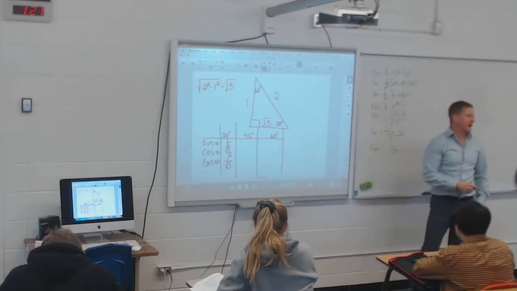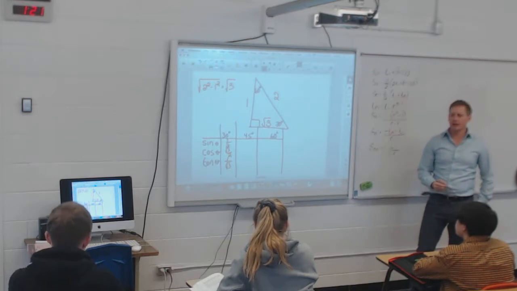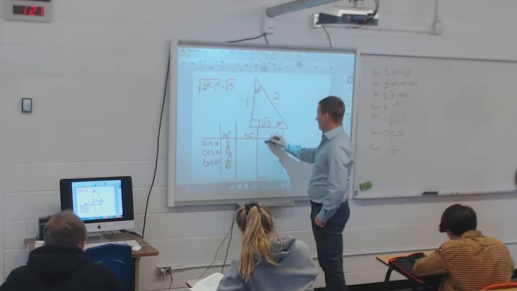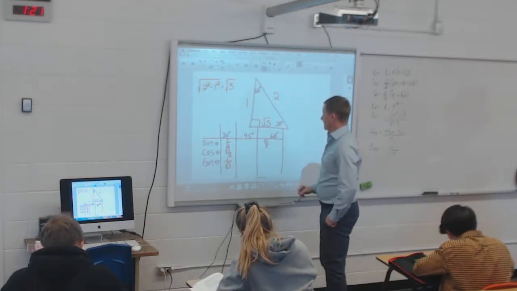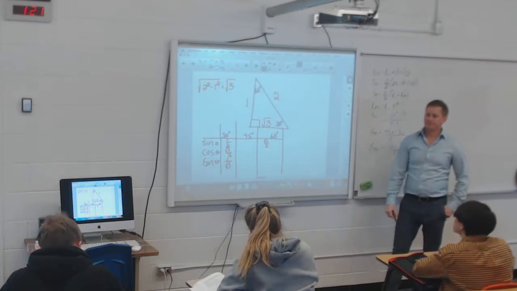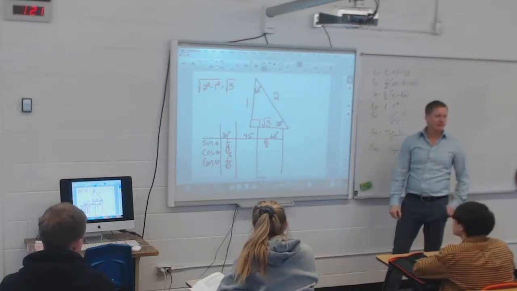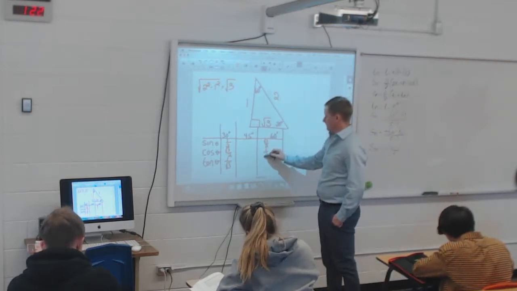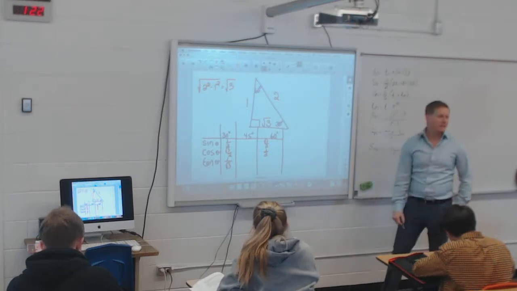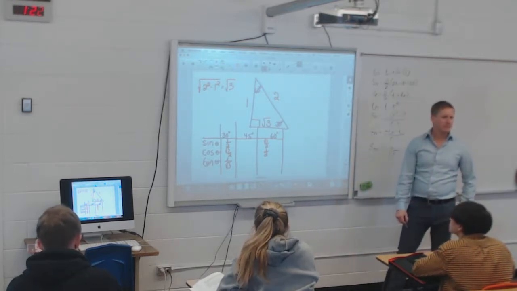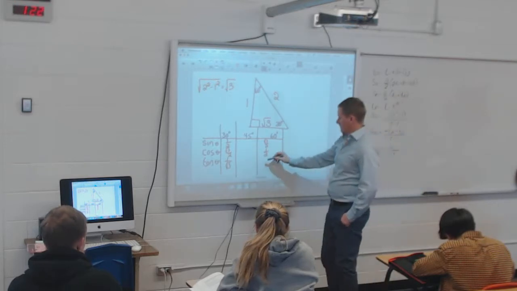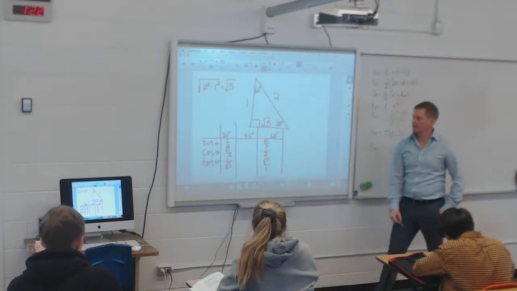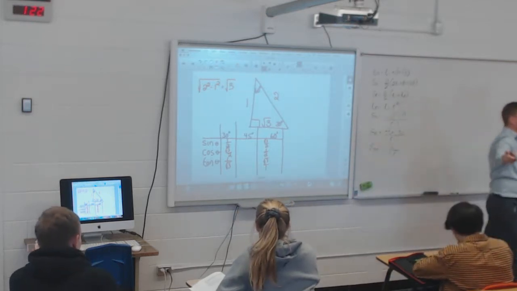Let's focus on the 60-degree angle. What's the sine of 60 degrees now? Root 3 over 2. Good job. What's the cos of 60 degrees? 1 half. And what's the tan? Root 3 over 3. That's right. Root 3 over 1. I don't need the 1, but I'll write it anyways. What do you notice about the ratios between 30 and 60?